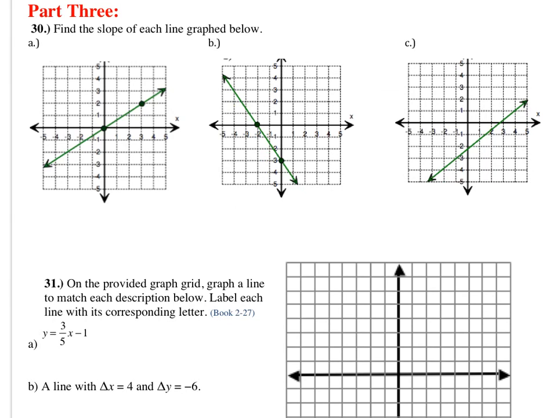This is Chapter 2, Part 3, and we're going to start by looking at number 30, where we're going to find the slope of each line graphed below. So we're just going to take a look, we'll do B and C.